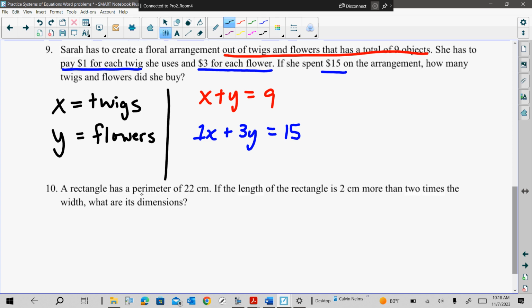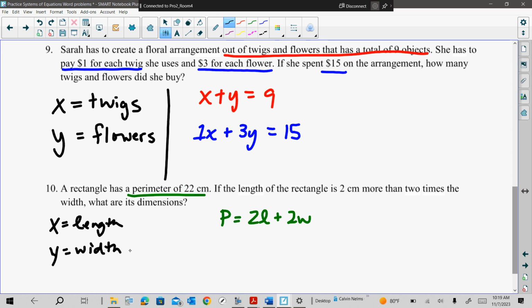And then this one is slightly different because they're talking about perimeter. This is the formula for perimeter. So if you want to let x be the length and y be the width, you could do that. But you gotta write the length is two more than twice the width. So that means the length would equal twice the width plus two.